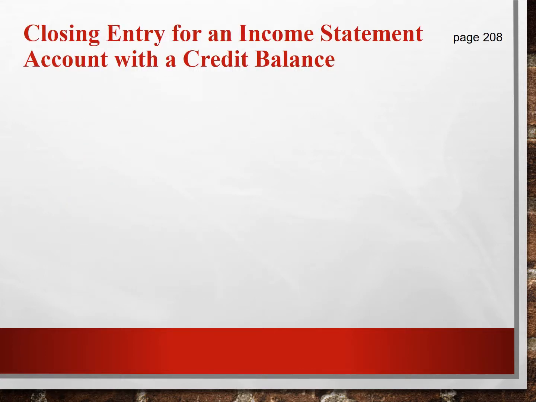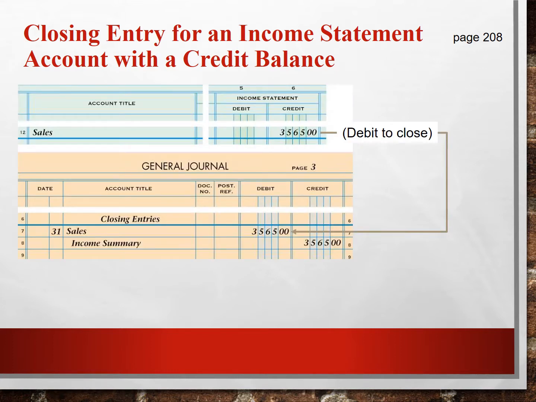Closing entry for income statement accounts with a credit balance. If we look at our worksheet, in our income statement columns, we have one revenue account, which is sales. It is a credit for $3,565. We need to make this account have a zero balance. To do this, we will make sure that we are going to debit sales for the same amount.